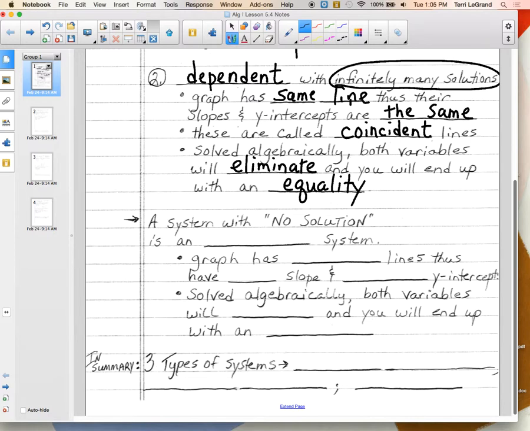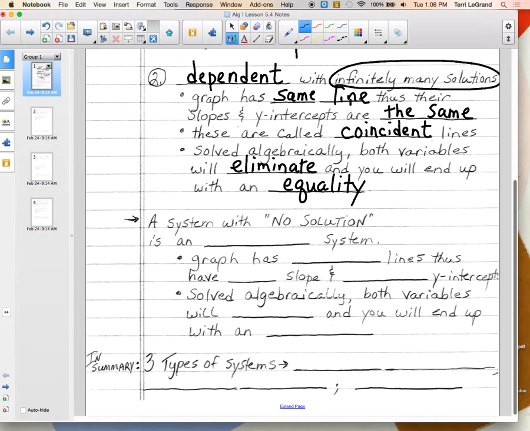So this happened back in chapter 4 when we were working with linear functions. Sometimes we were solving for a linear function, solving for x. The x disappeared, it eliminated, but we ended up with a statement such as 3 equals 3. And when that happened with just one line, we said the solution was all real numbers. That was the all real number solution.